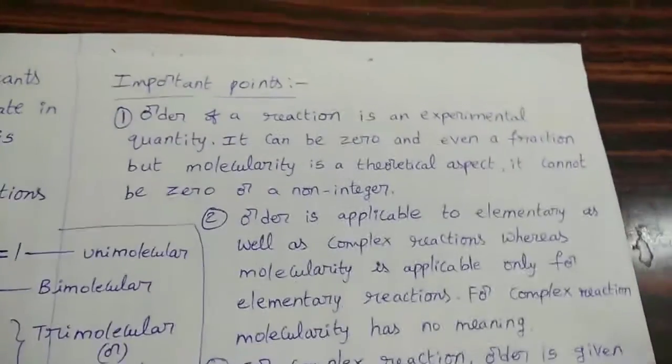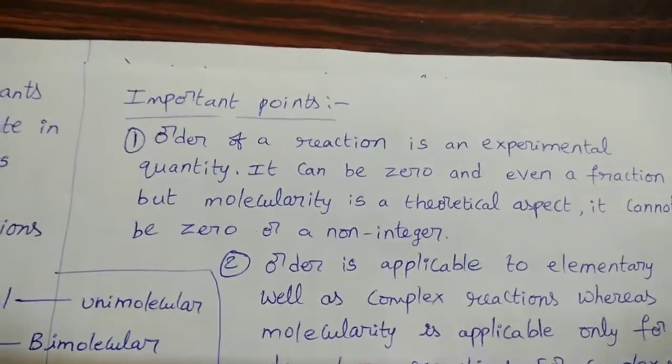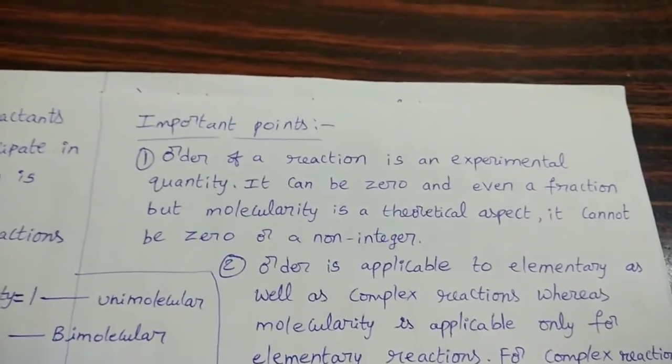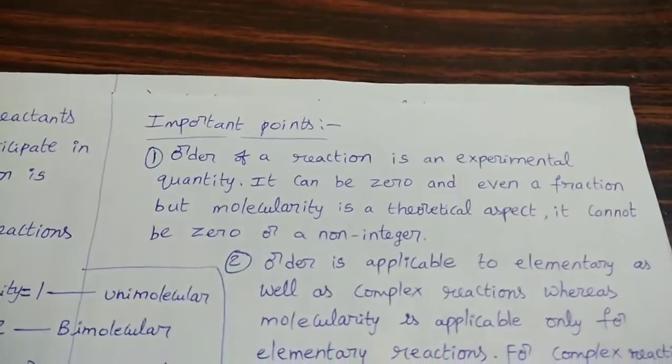Next, remember these important points. Order of a reaction is an experimental quantity. Based on experimental evidence, we can get order. It can be 0, integer, sometimes even a fraction also.